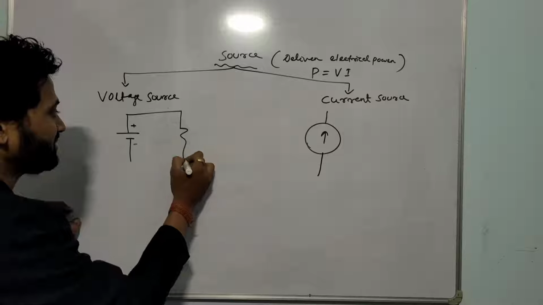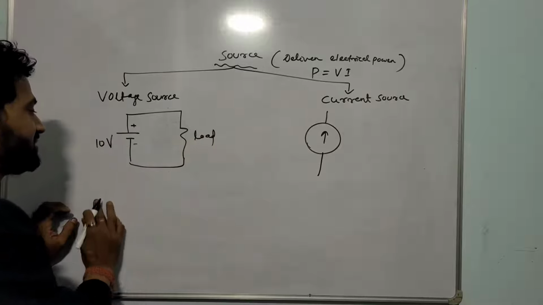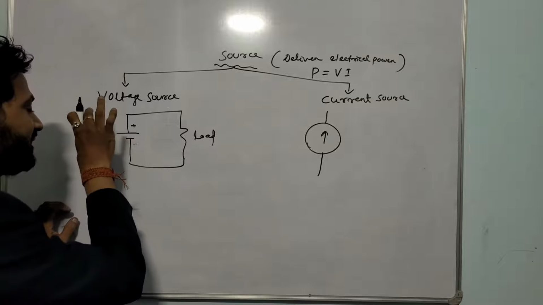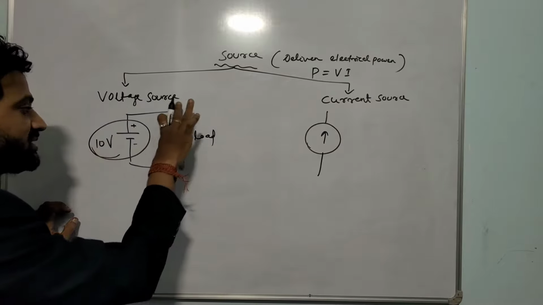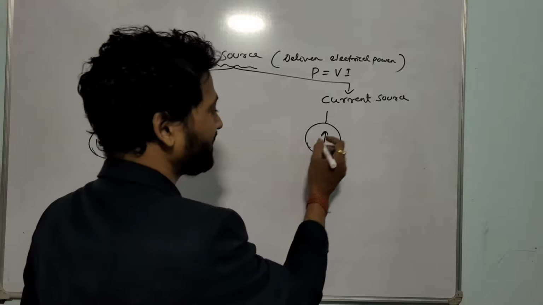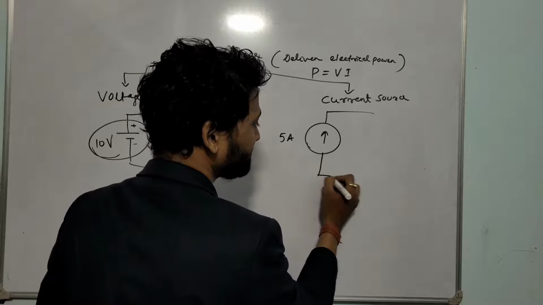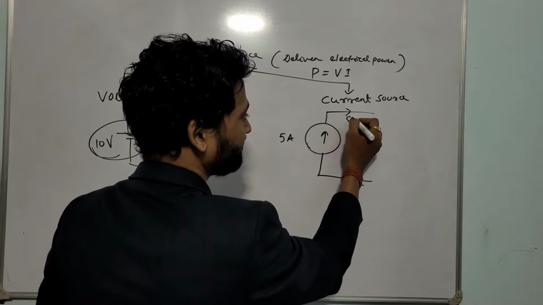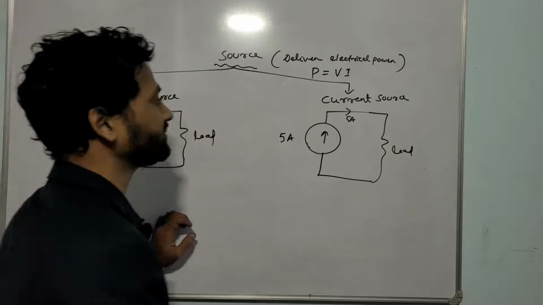But I'm giving an example. This is your load and the voltage is 10 volt. इसका मतलब क्या है? That 10 volt of potential difference is given to the load. Coming to current source, if this is 5 ampere current source, so that current source is able to deliver 5 ampere of current to the load. ये आपका load है.